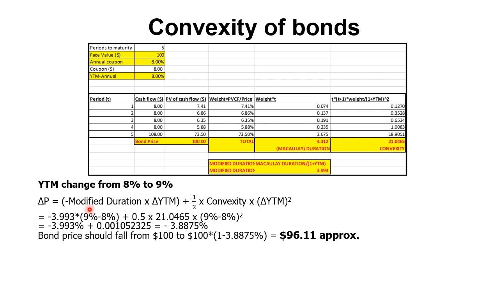Based on the formula, delta P is equal to minus 3.993 into 9% minus 8% plus 0.5 into 21.0465 into 9% minus 8% whole square. We arrive at a figure of minus 3.8875%. That is, when the yield moves up, the bond price falls by 3.8875%. Therefore, the bond price should fall from $100 to $100 into 1 minus 3.8875%, which is equal to $96.11 approximately.